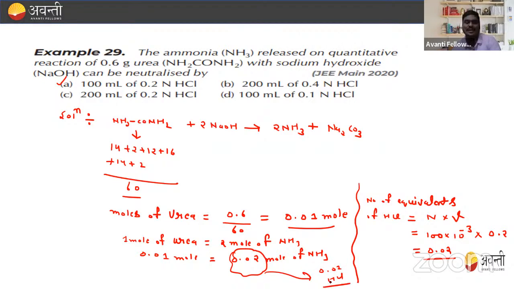So this is an absolutely correct answer. Now, if you consider this one, it comes out to be 200 into 10 to the power minus 3 into 0.4. So it comes out to be different, right? So this is not correct. The correct answer is option A, because to neutralize it, 0.02 equivalent of HCl is needed. According to equation 1 only, 0.02 equivalent of HCl is present. So the correct answer for this question is A. I hope this is clear to you.